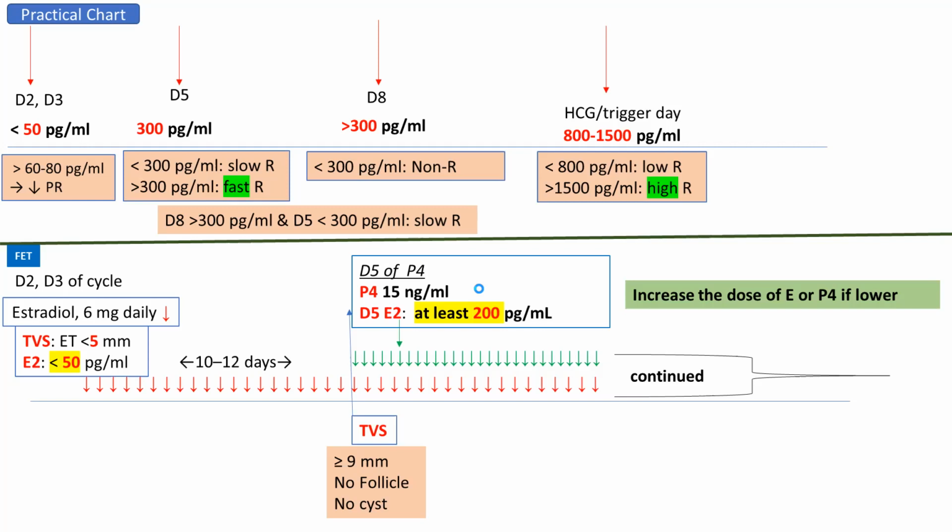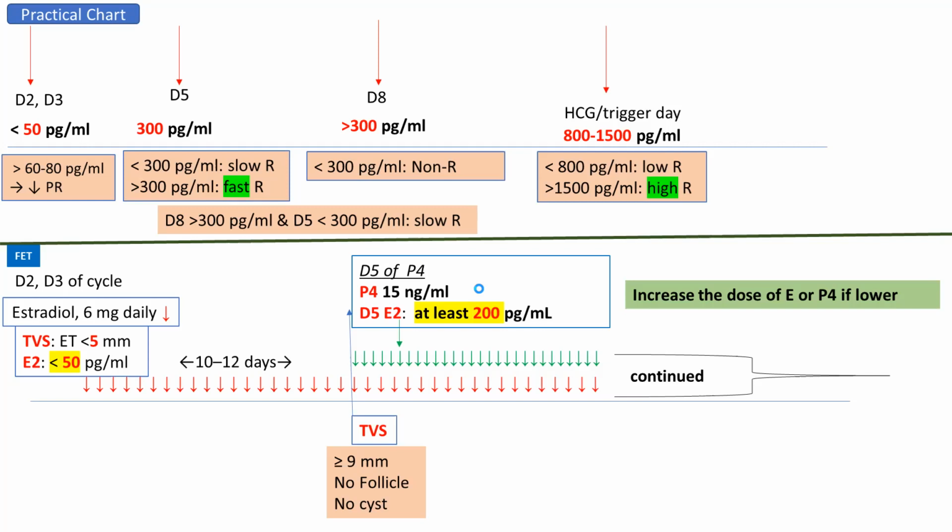And if day 8 is more than 300 and day 5 is less than 300, this means that she is a slow responder. And on the day of trigger, it should be measured because it should be between 800 and 1,500. If it is less than 800, the patient is a low responder. And if it is more than 1,500, this means that she is a high responder with a high possibility of ovarian hyperstimulation syndrome. And this is for induction of ovulation cycles.